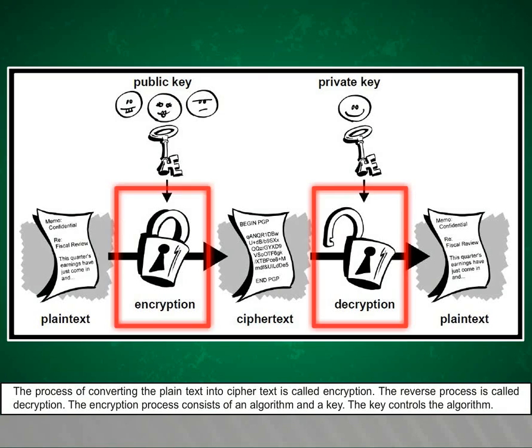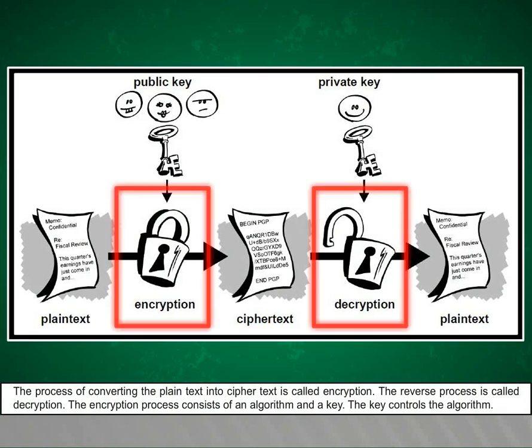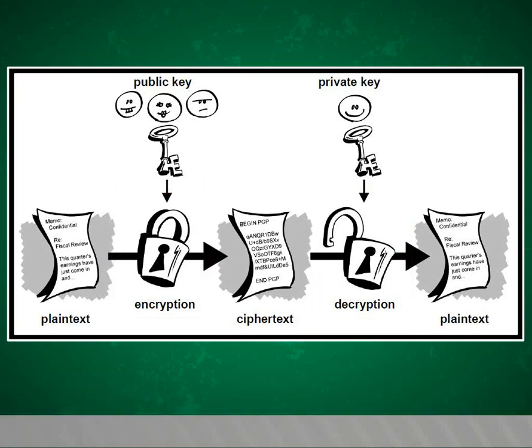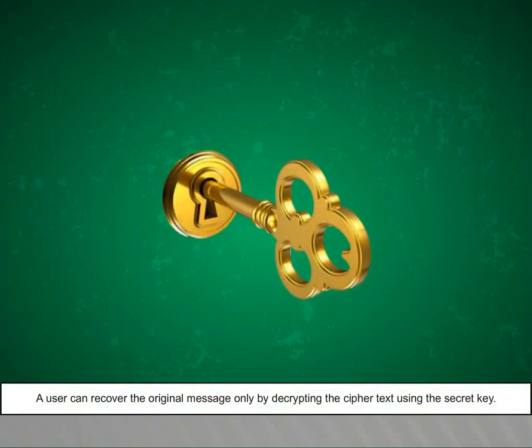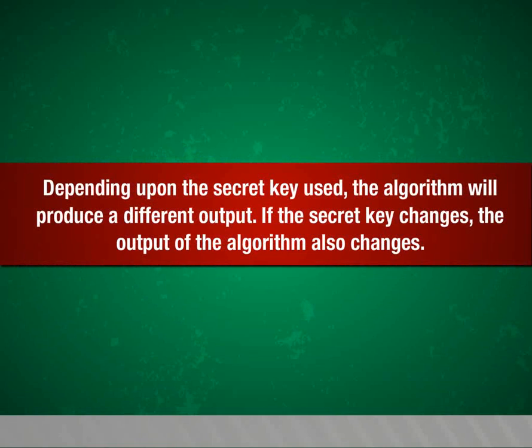The process of converting the plain text into ciphertext is called encryption. The reverse process is called decryption. The encryption process consists of an algorithm and a key. The key controls the algorithm. A user can recover the original message only by decrypting the ciphertext using the secret key. Depending upon the secret key used, the algorithm will produce a different output. If the secret key changes, the output of the algorithm also changes.